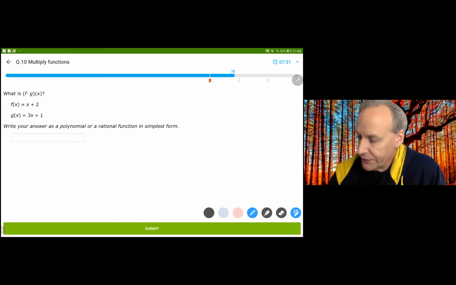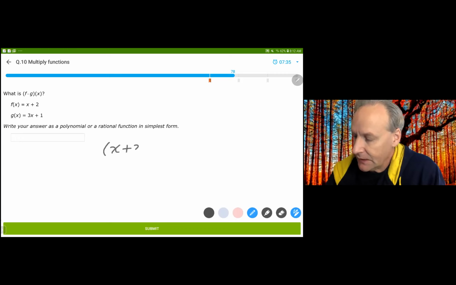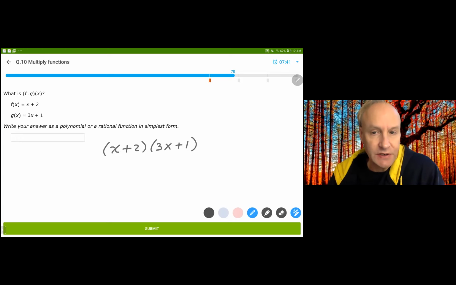And shall I do it one more time? I'll do it one more time just to make sure that you got it, x plus 2. And you probably should write it down yourself. Again, order doesn't matter because we're talking about multiplication. A times B is the same as B times A. Or in this case, F times G is the same as G times F.